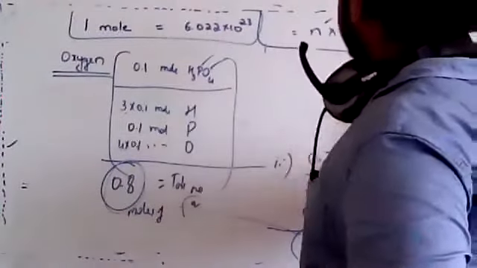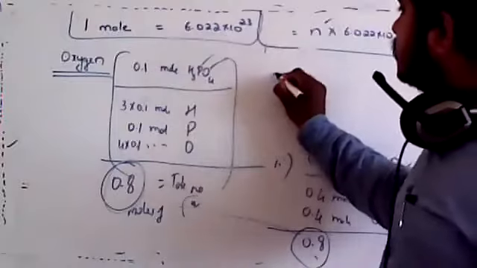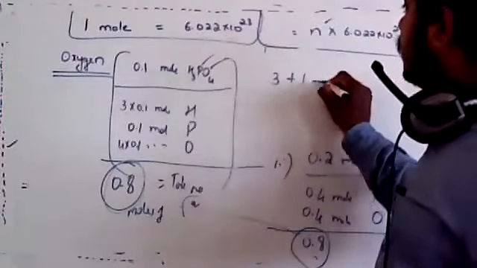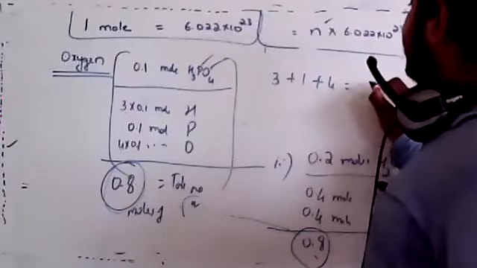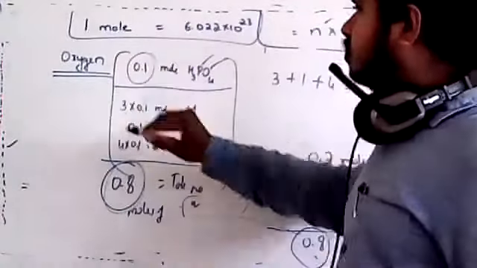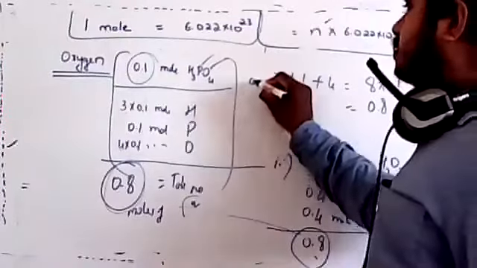See, there is one more simplest way. Count the total atoms like this. For example, H3PO4: how many hydrogen? 3. How many phosphorus? 1. How many oxygen? 4. So totally it is 8. The total mole is 0.1, so 8 into 0.1 gives 0.8. So that is option A.